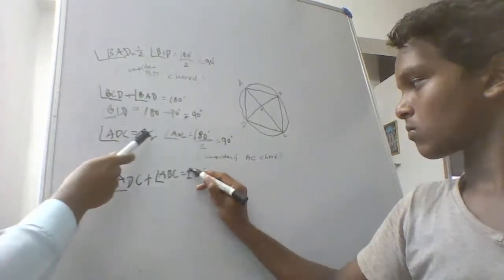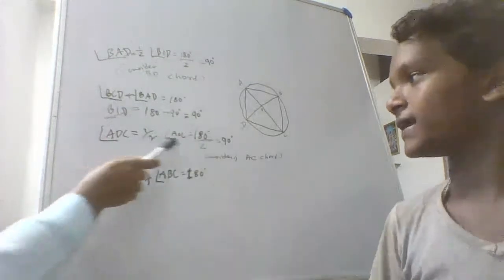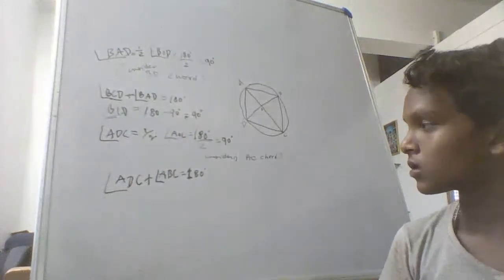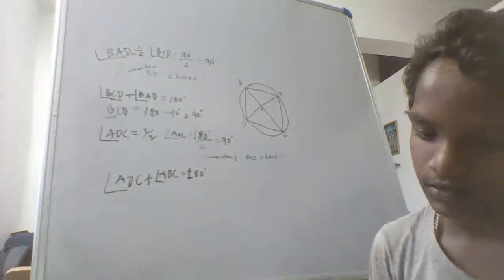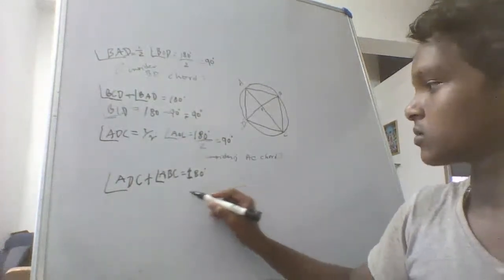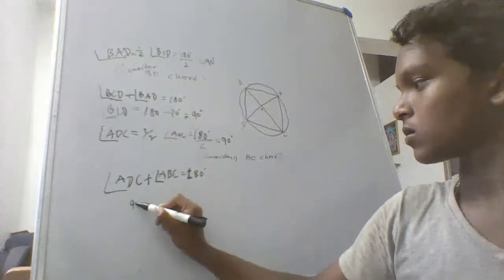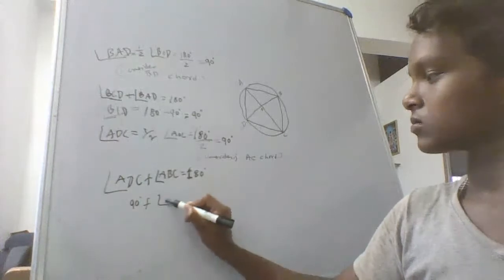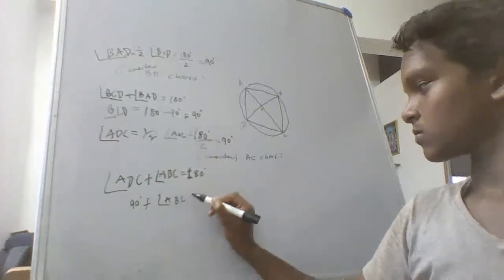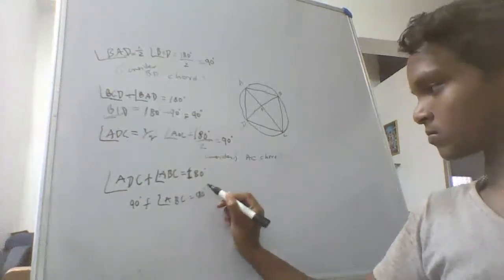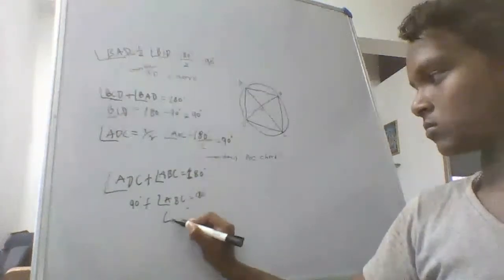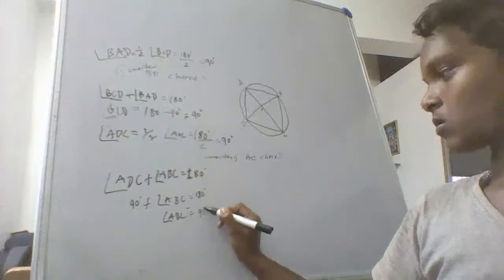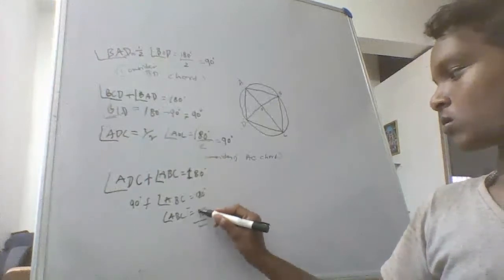Now from this, what do you know? Angle ADC is 90 degrees, so angle ABC you get as 90 degrees. Angle ABC is 90 degrees. So I hope you understood this.